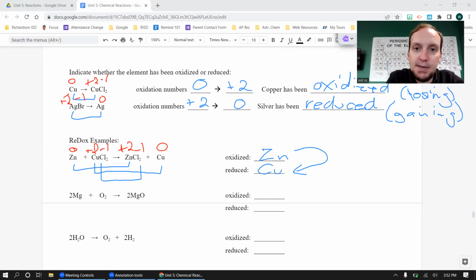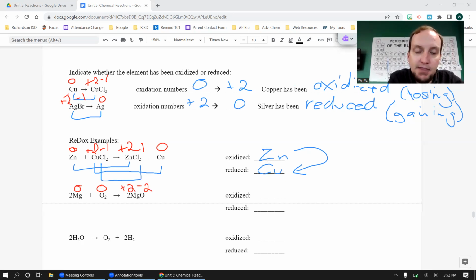All right, moving on to the next example. What we have is magnesium plus oxygen making a synthesis reaction to form magnesium oxide. Magnesium by itself, its oxidation number would be 0. Oxygen by itself would be an oxidation number of 0. In magnesium oxide, the oxygen would be a -2. To cancel that out, the magnesium would have to be a +2.